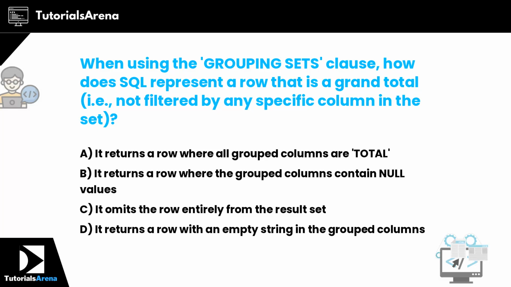When using the grouping sets clause, how does SQL represent a row that is a grand total, i.e., not filtered by any specific column in the set? Answer is B. It returns a row where the grouped columns contain null values.